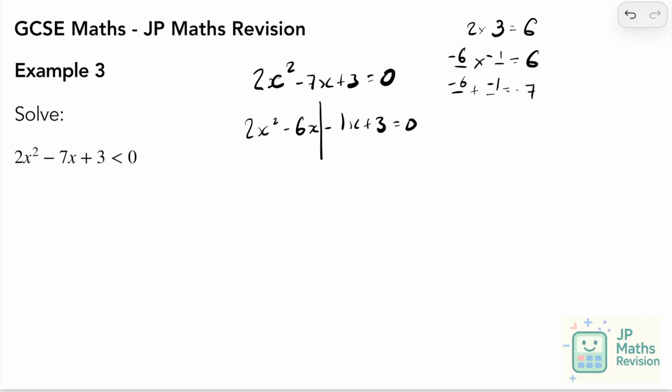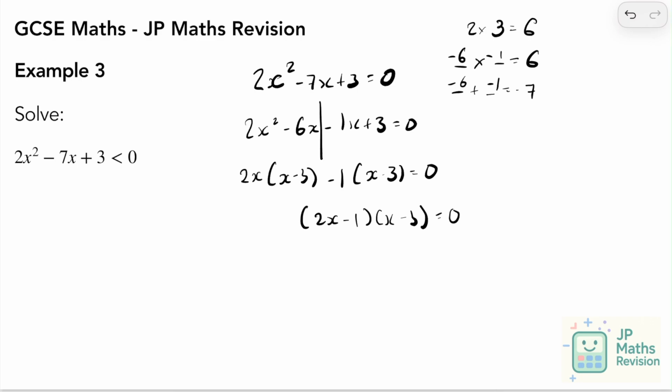And then I'm going to split it down the middle and factorise both halves. So I end up with 2x bracket x minus 3 minus 1 bracket x minus 3 equals 0. And there we have 2x minus 1 and x minus 3 equals 0. So my critical values are x equals 1/2 and x equals 3.